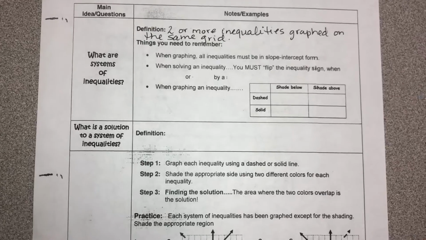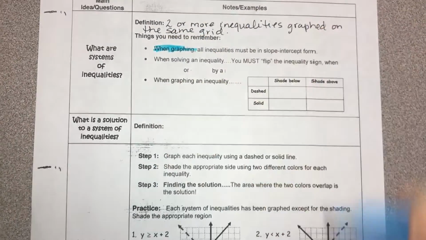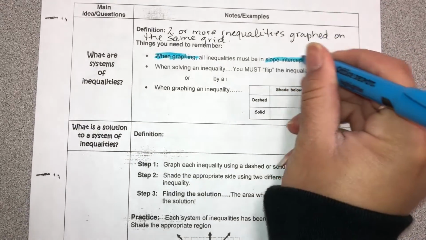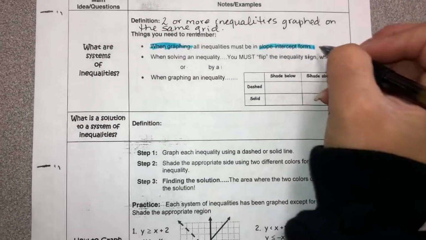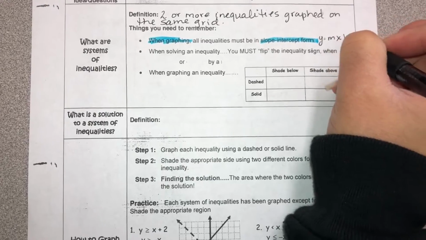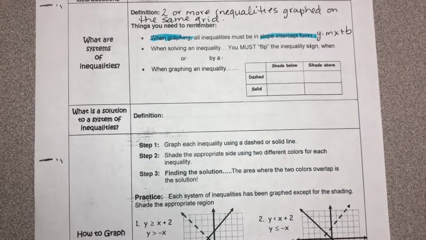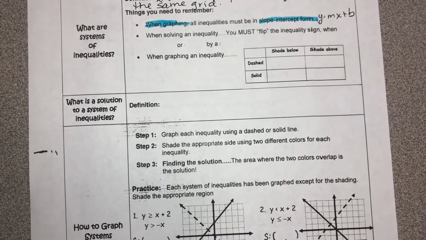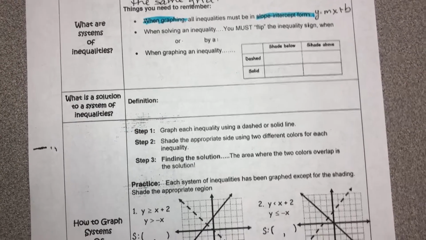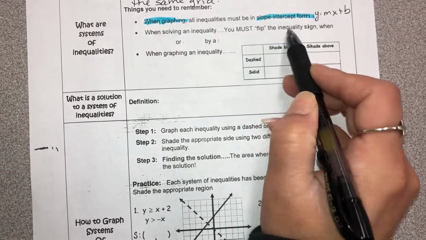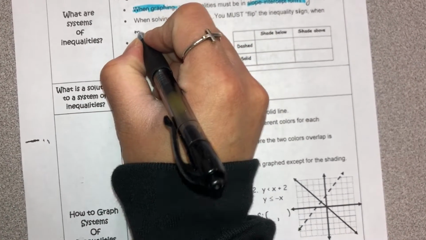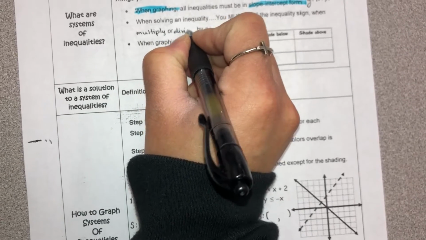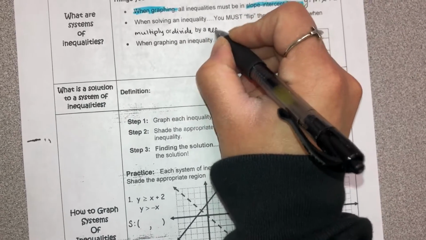Now, when graphing, all inequalities must be in slope-intercept form. So that's your y equals mx plus b, okay? If not, you cannot graph it. Now, when solving an inequality, you must flip the inequality sign when you multiply or divide by a negative number. So you must flip the inequality when you multiply or divide by a negative number.